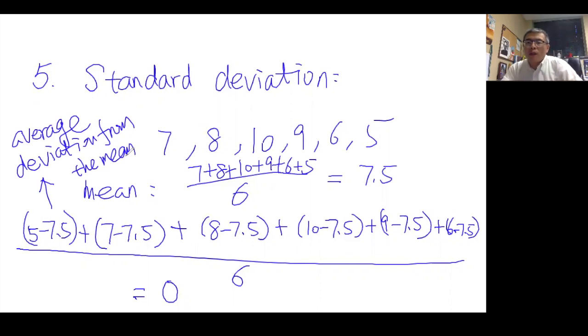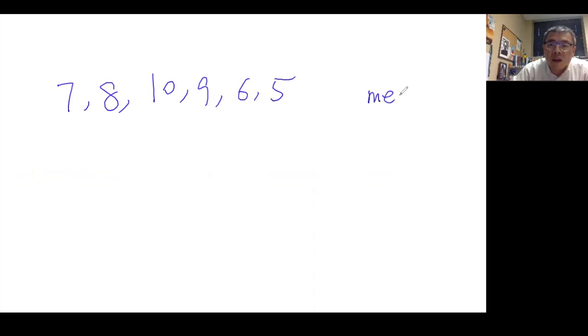Now, how do you do it? It turns out you do have a way to do it. Instead of considering the deviations themselves, you can consider the square of them. Let me just use another page because we're running out of space. So if you see 7, 8, 10, 9, 6, 5, and then we calculate the average. The mean is 7.5. Instead of calculating the deviation directly, we would do the deviation and then take the square.